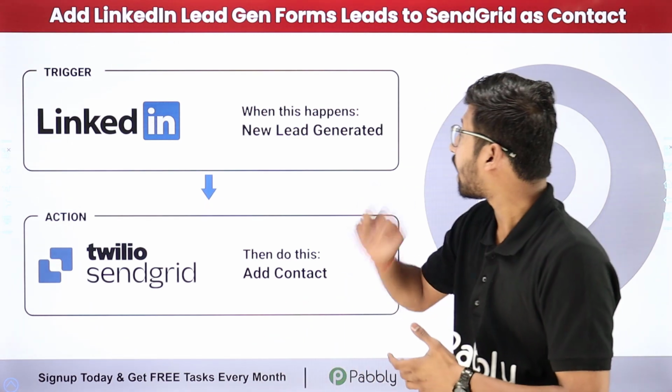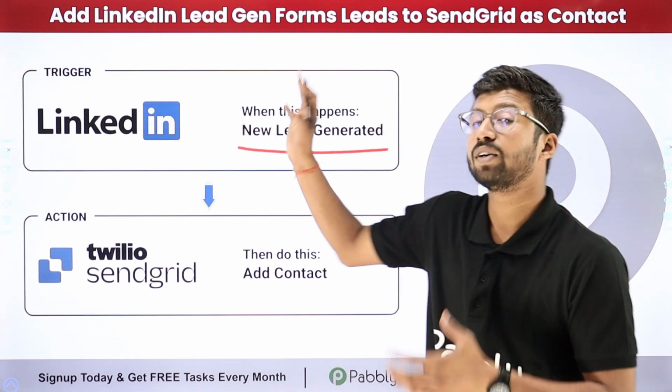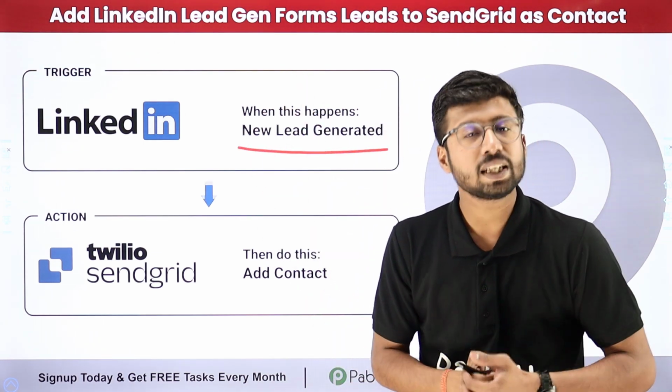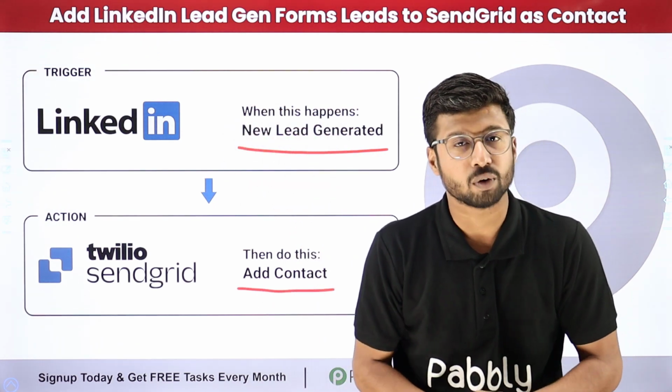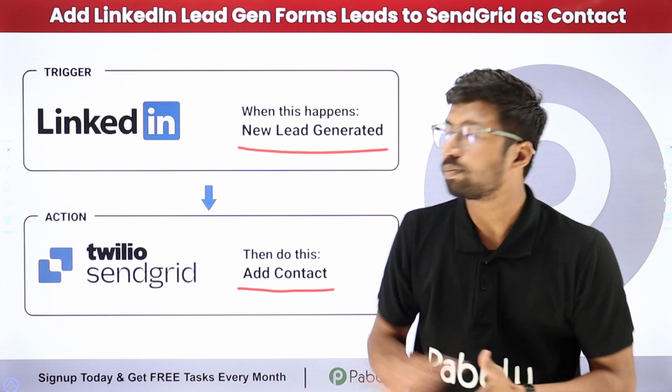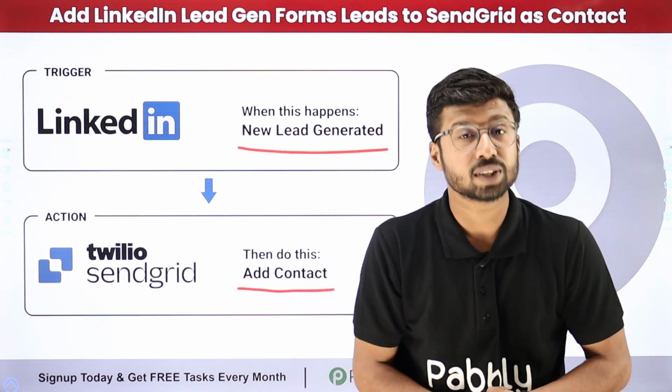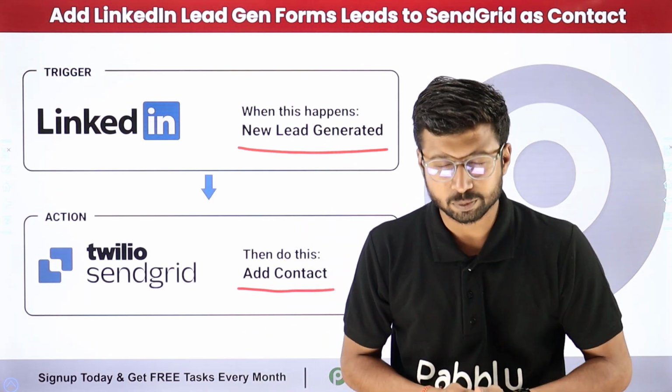So in this automation, as a new lead is generated in our LinkedIn lead gen form, automatically with the same details, that lead will be added as a contact in our SendGrid account. Now, if you want to learn how you can set up this complete automation all by yourself, for that you just have to come with me to my screen.